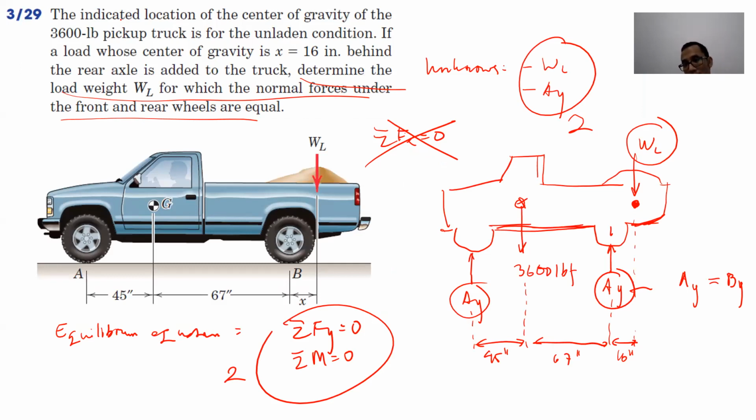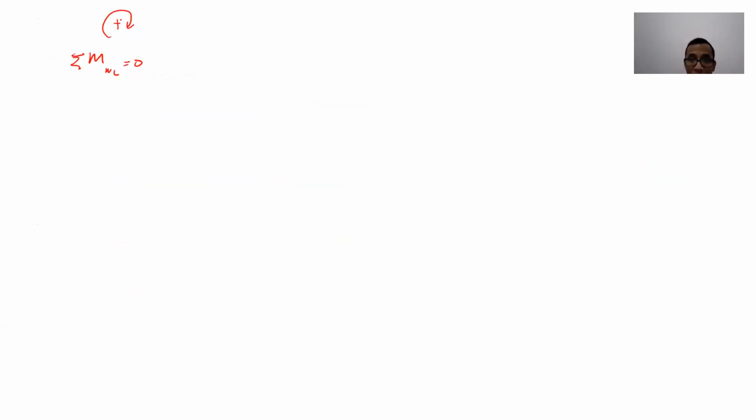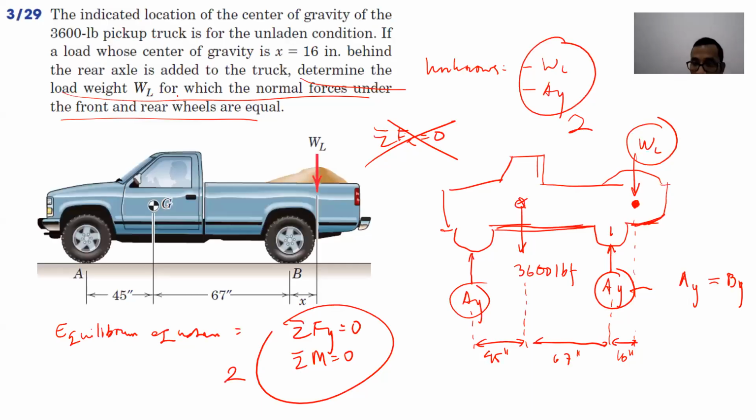Kalau clockwise positif, AY kali 45. AY kali 45, center of rotation-nya di... I'm sorry, I mean, wait. AY yang pertama dikali 128. Ya, 45 tambah 67 plus 16, 128. So AY multiplied by 128 inches. Okay, clockwise, so it's positive.